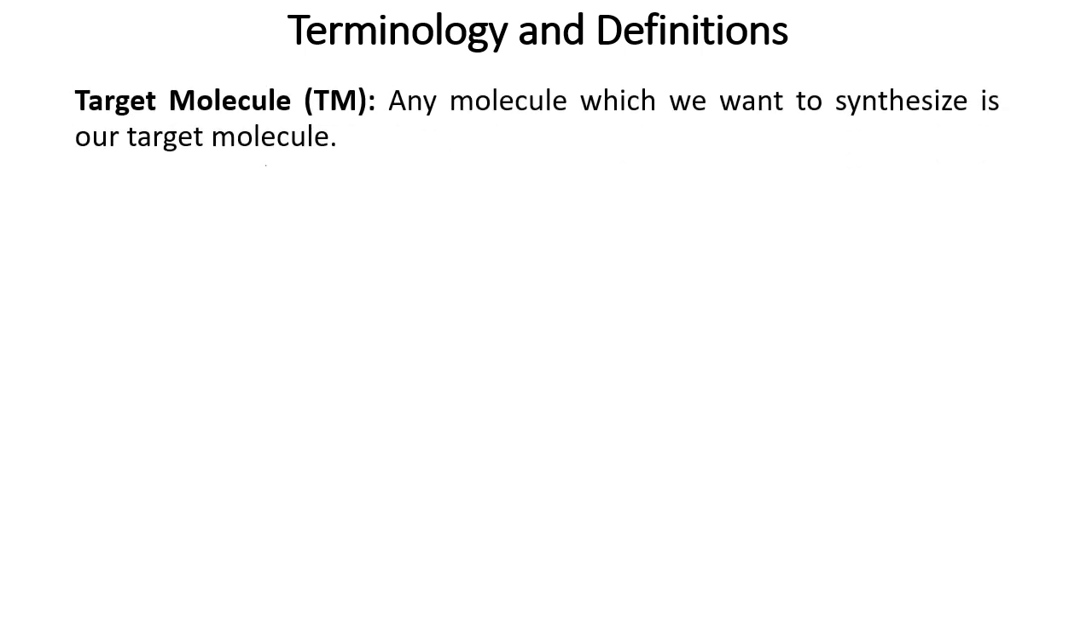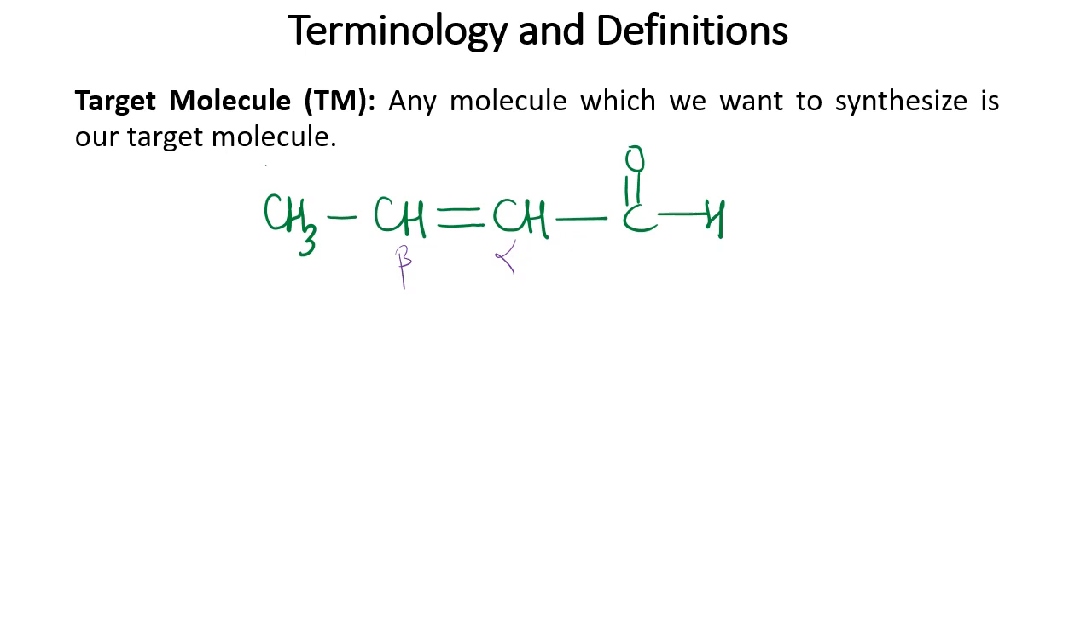The first definition is target molecule. Any molecule which you want to synthesize is our target molecule. Here I am giving an example of an alpha beta unsaturated aldehyde, which is crotonaldehyde. And we are supposed to think about simpler steps of making this particular compound. And we will think about the ideas of making this compound, that will be called retrosynthesis.